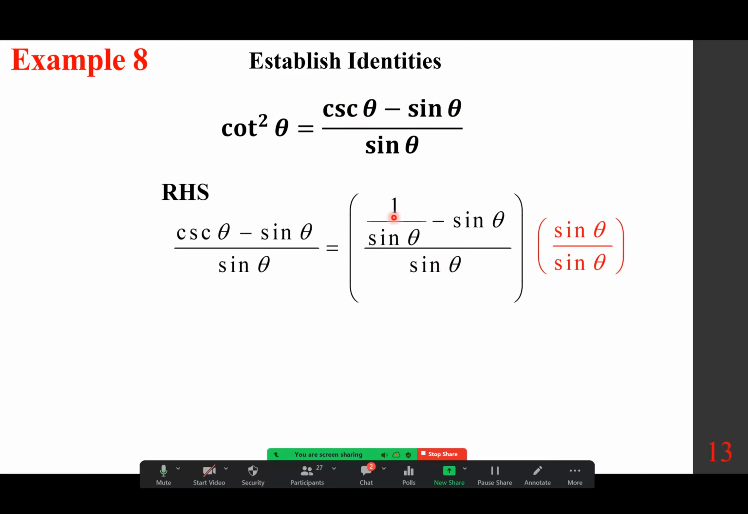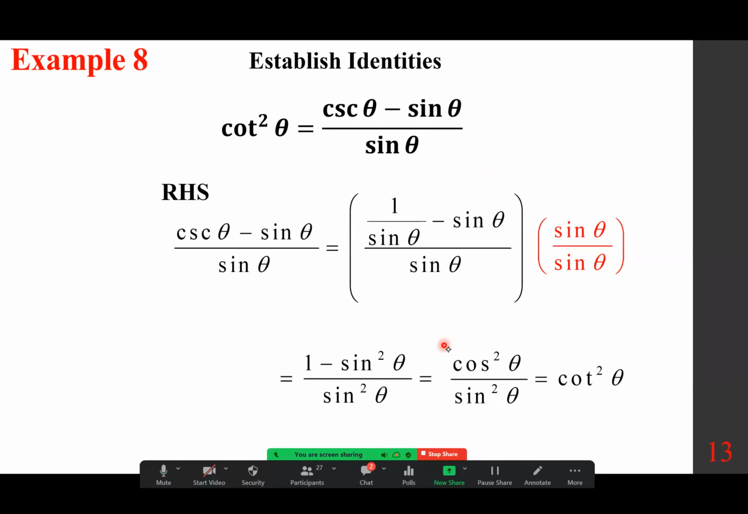When you multiply these two, you just get 1 minus sine squared over sine squared. Again, the product of these two, sine theta, goes in. Now, 1 minus sine squared theta, that is the Pythagorean identity, everybody, and it's cosine squared. As you know, cosine over sine is cotangent, therefore it's cotangent squared theta, which is the left-hand side, and that's the proof.